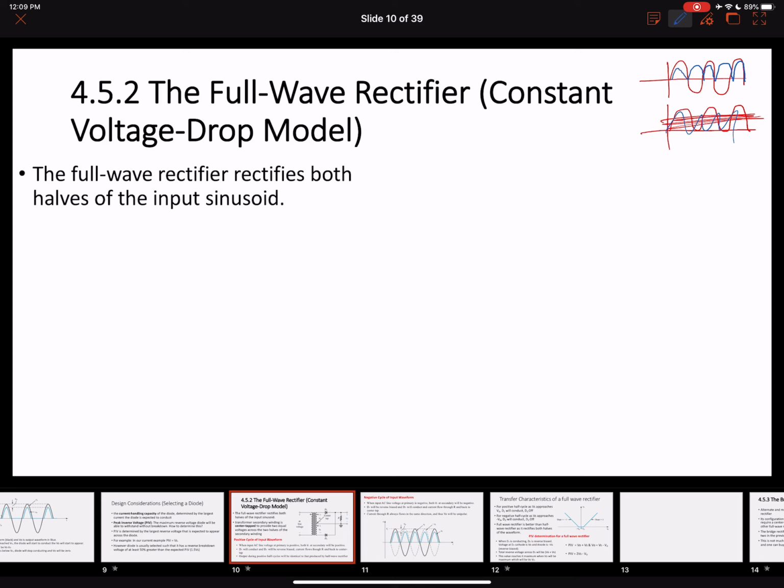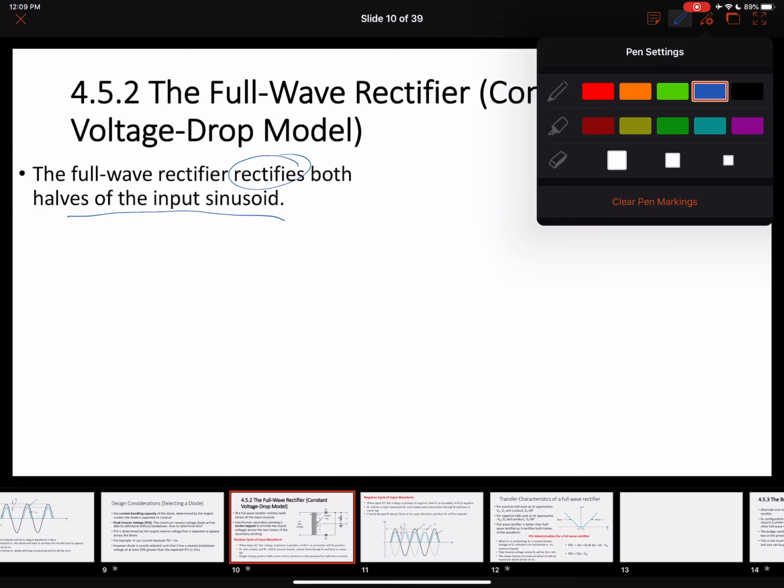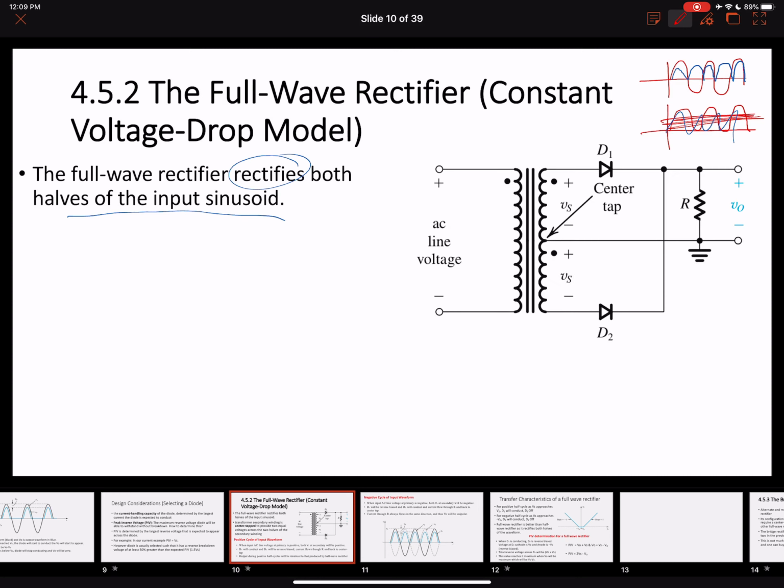Okay, so a full wave rectifier circuit rectifies both halves of the input sinusoid. So it is going to rectify both the positive and the negative waveform. Here is one example of that. In this example, we are again going to use a constant voltage drop model. What we have here is a transformer that is stepping down the voltage from the AC 120 V, 60 Hz to whatever voltage we need for the constant DC for the equipment.